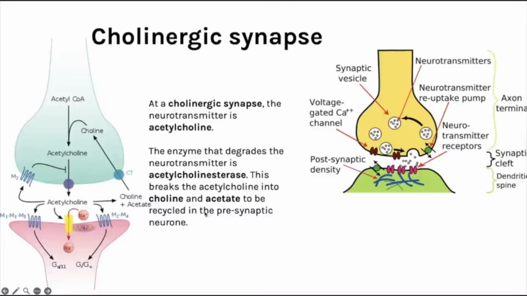A cholinergic synapse is a particular synapse with the neurotransmitter acetylcholine. So it's exactly the process we just went through, except you need to say acetylcholine whenever you would have said neurotransmitter. And you need to know that the enzyme that breaks down the acetylcholine is acetylcholinesterase. And that will break down or hydrolyze the acetylcholine into acetate and choline, which then gets recycled.